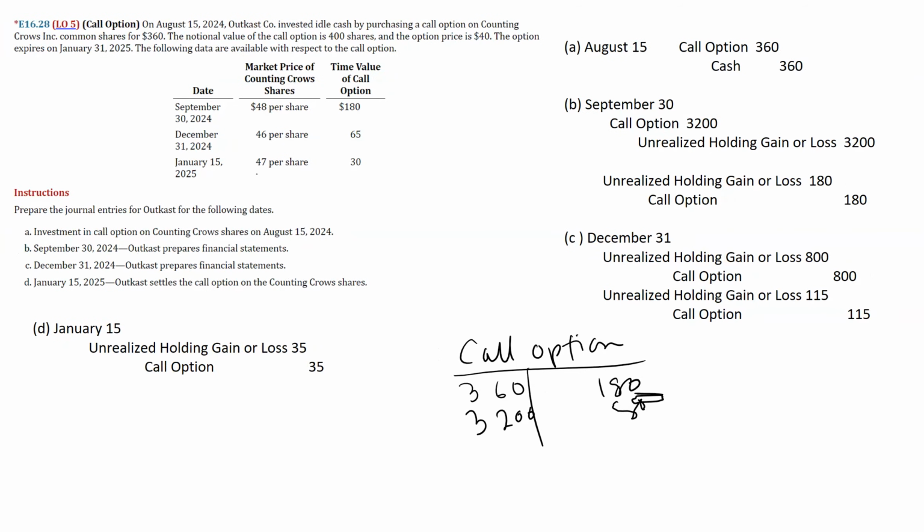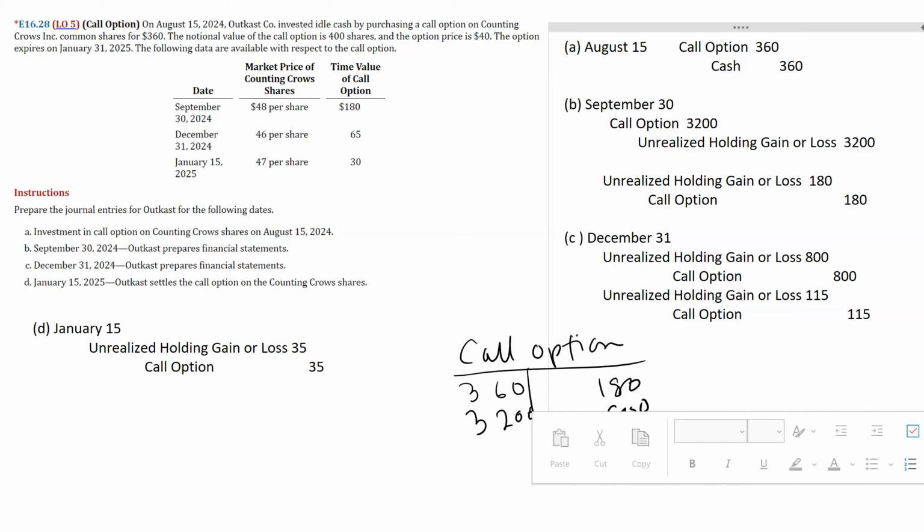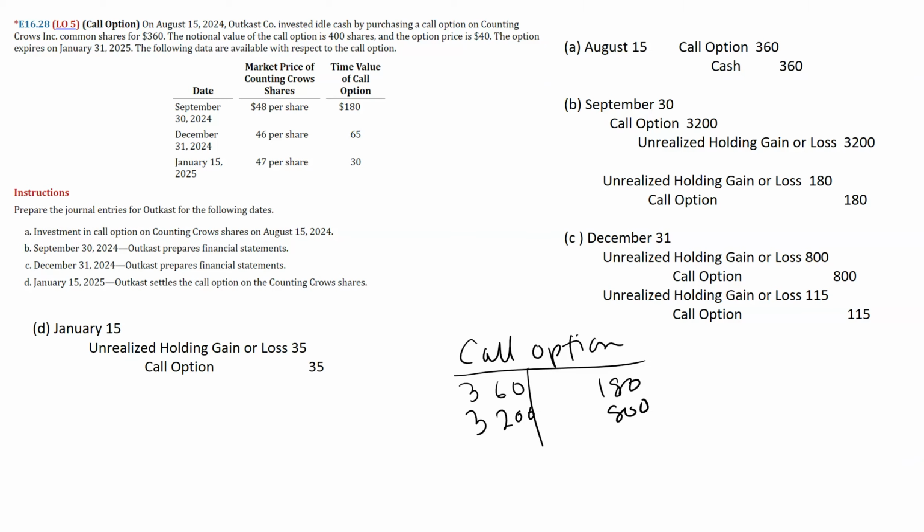So we will credit $800, and then we also see the time value of the option reduced, so we also credited 115. Now based on these and the last time value reduction of 35, which also reduced the option price, we will calculate the call option balance. The call option balance you will find is 2,430. So on the settlement date, we will eliminate that. It's a debit balance, so we will credit that.